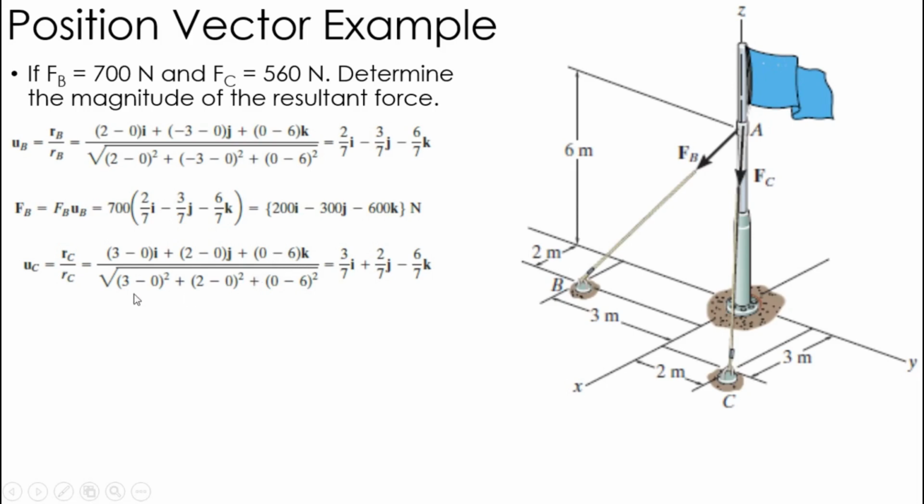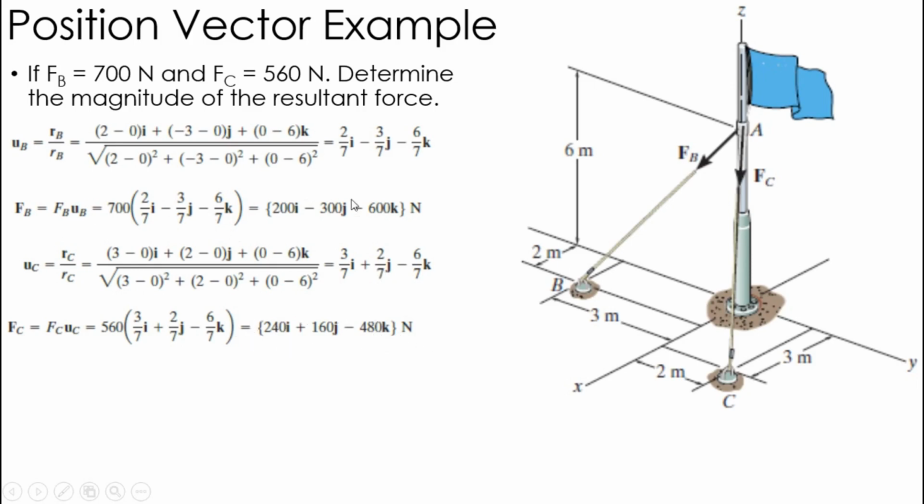The magnitude of this one is again the square root of the sum of the squares. So it's going to be 3 squared plus 2 squared plus 6 squared, which again is 7. So I get 3/7 i plus 2/7 j minus 6/7 k. That's the unit vector going from A to C. That gives me the direction of that force. Again, I get that from the position vector divided by the magnitude of that position vector, or the length of that cable. So FC is then 560 times that unit vector, and those numbers are given right here.